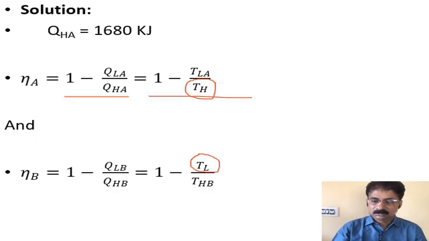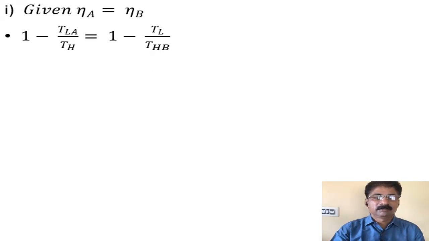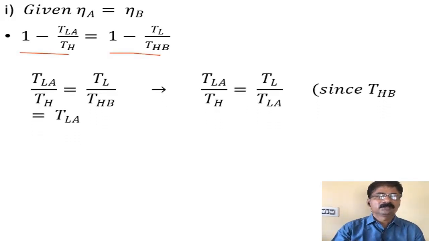Now he has given the condition that both of the engines have the equal thermal efficiencies. Now making use of this, you have to find out the intermediate temperature and all other heat quantities. Given eta A is equal to eta B. So eta A is 1 minus TLA by TH from the previous slide, and eta B is equal to 1 minus TL by THB. So now the 1 and the minus get cancelled, so it becomes TLA by TH is equal to TL by THB.